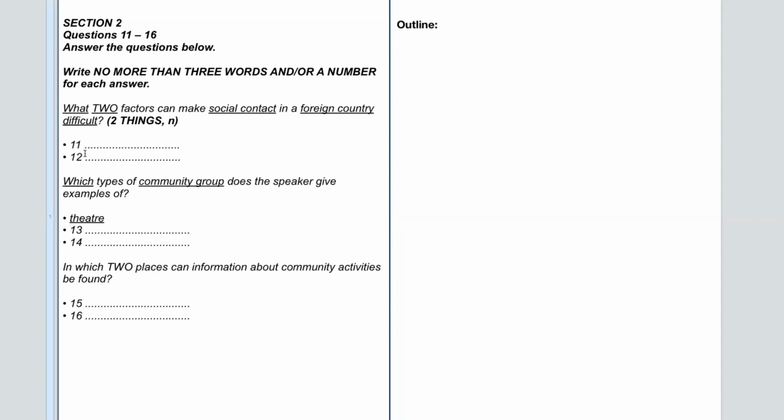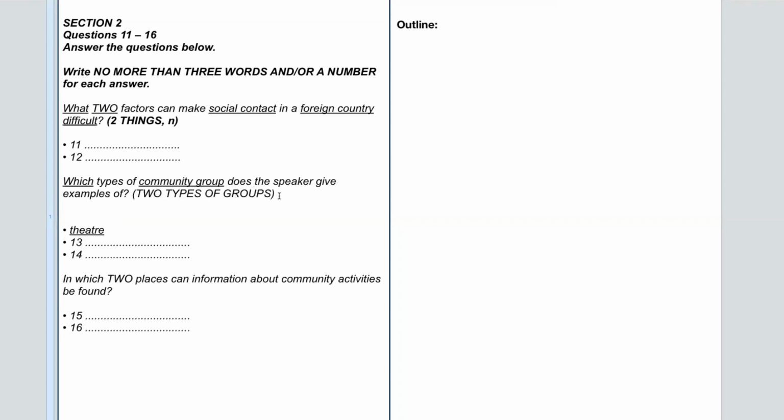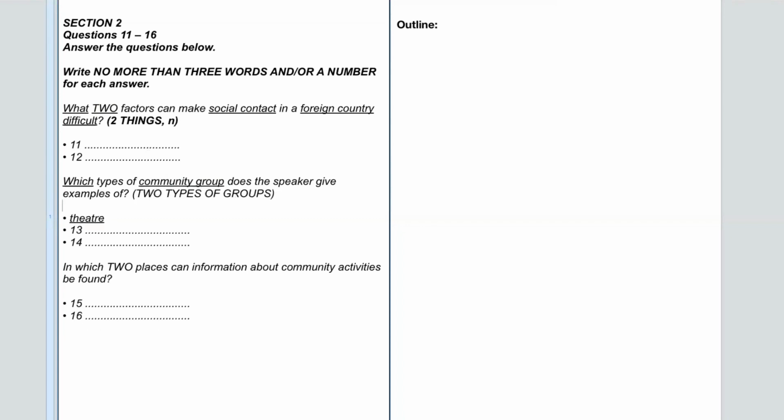And of course here we could write two types of groups. Again, same thing, you could write 2 very quickly. You could even just write two groups if that's easier for you because you know that which is specific.